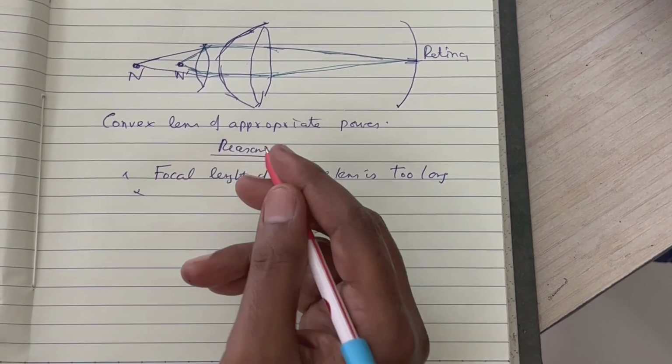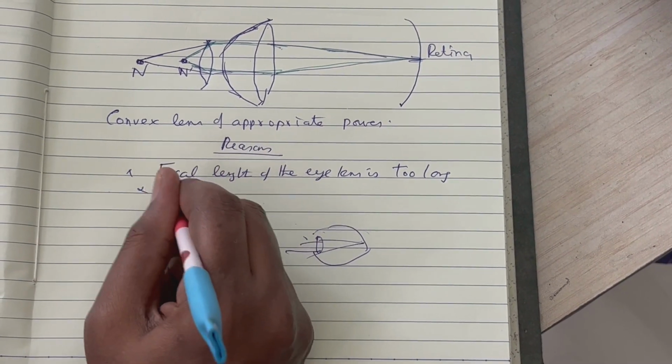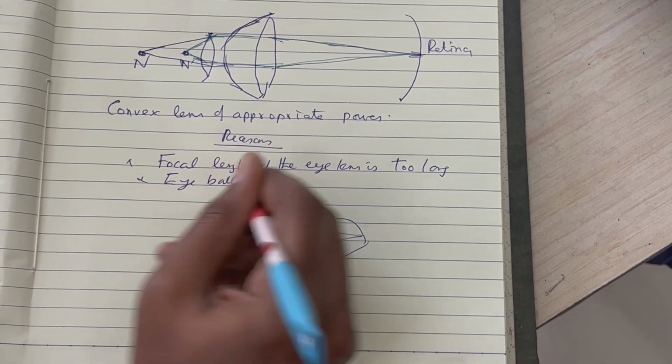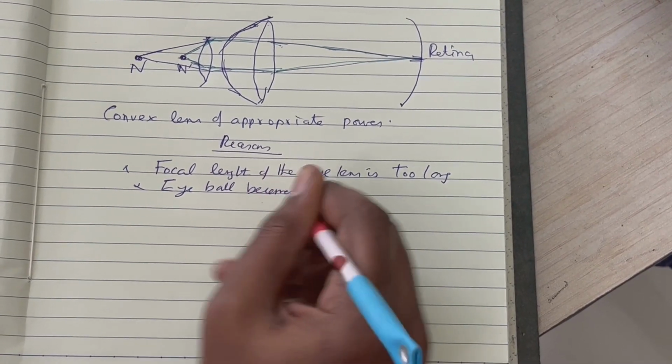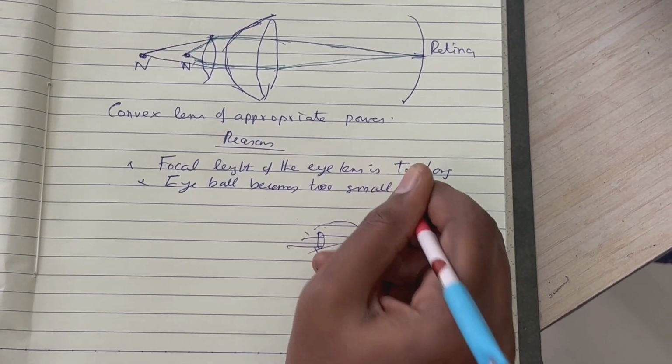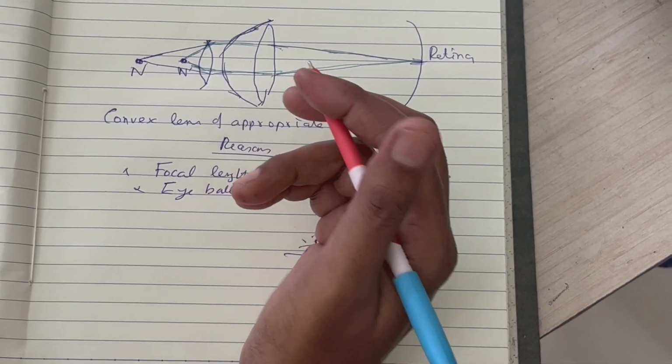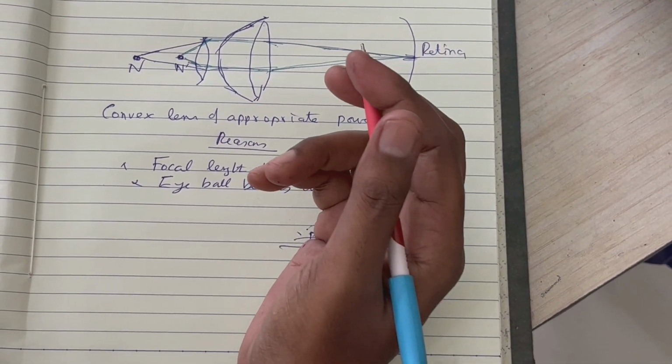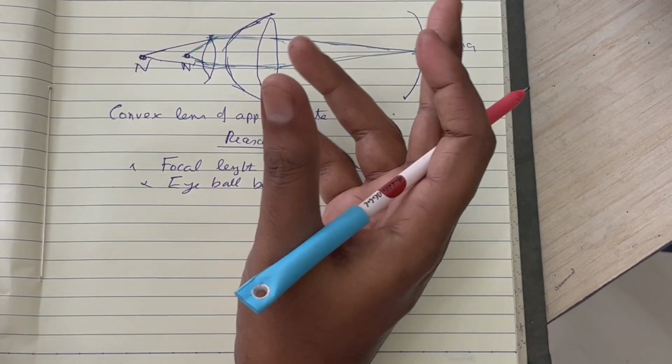So that's the second condition. So the eyeball becomes too small. So these are the two usual situations, two usual reasons for the eye condition called hypermetropia.